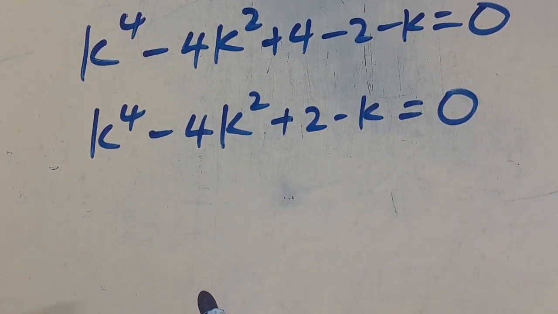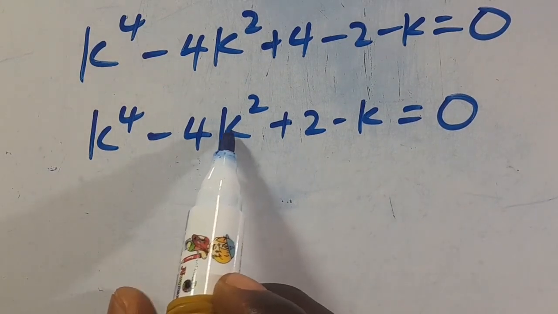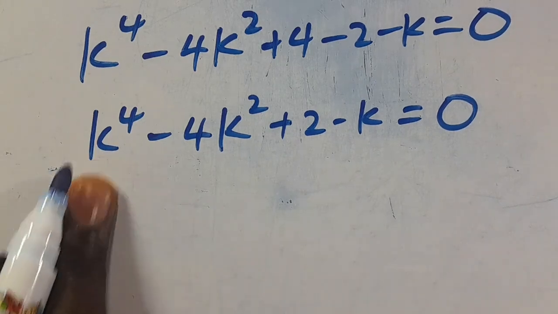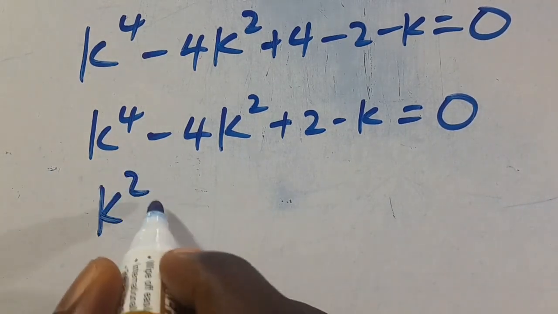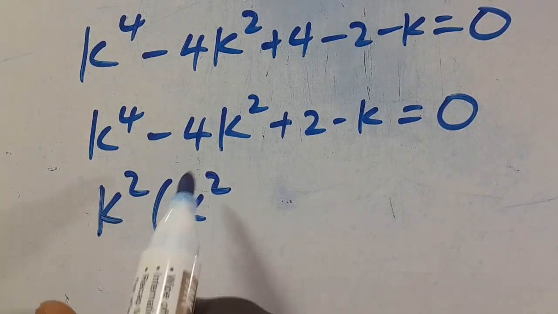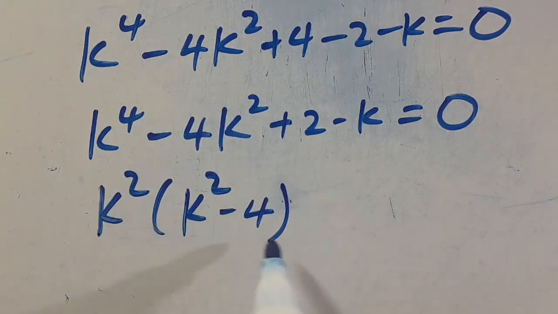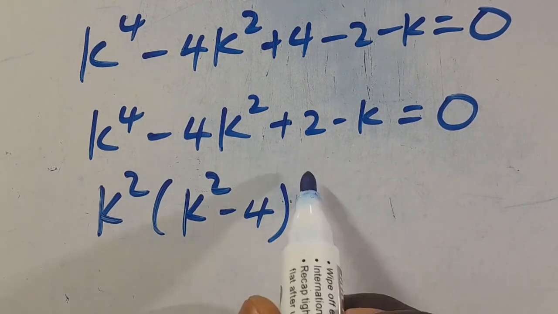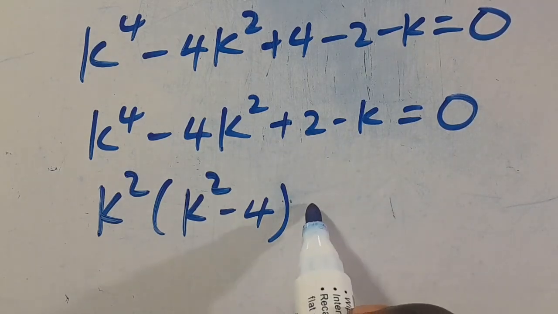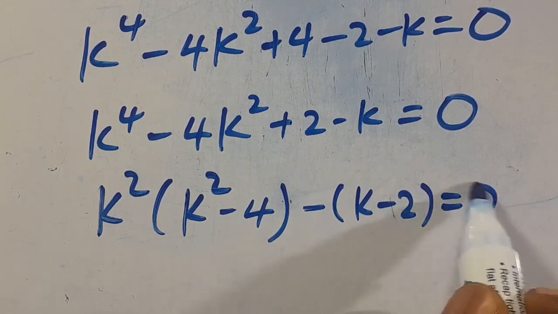Now, from here, we can factor k² outside from the first two terms. So we have k² times k⁴ divided by k², we are going to be left with k², and 4k² divided by k², here we will only have minus 4. From here, let us factor a minus outside. Between this, we only have minus into (k − 2), and everything equals 0.